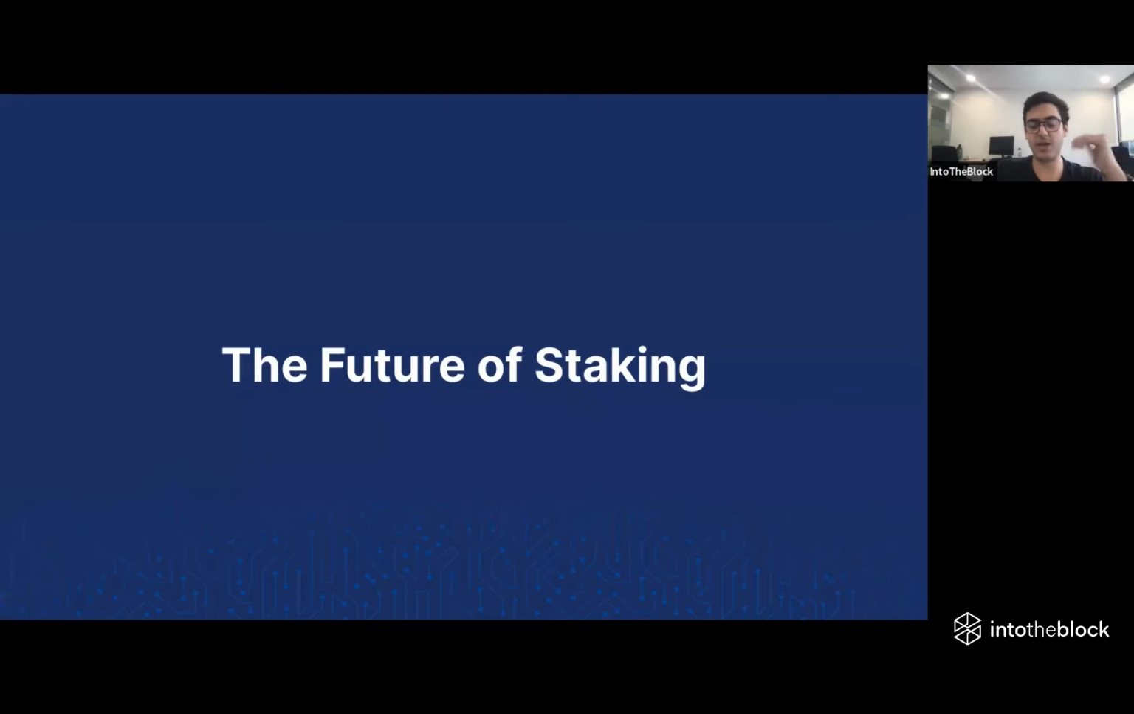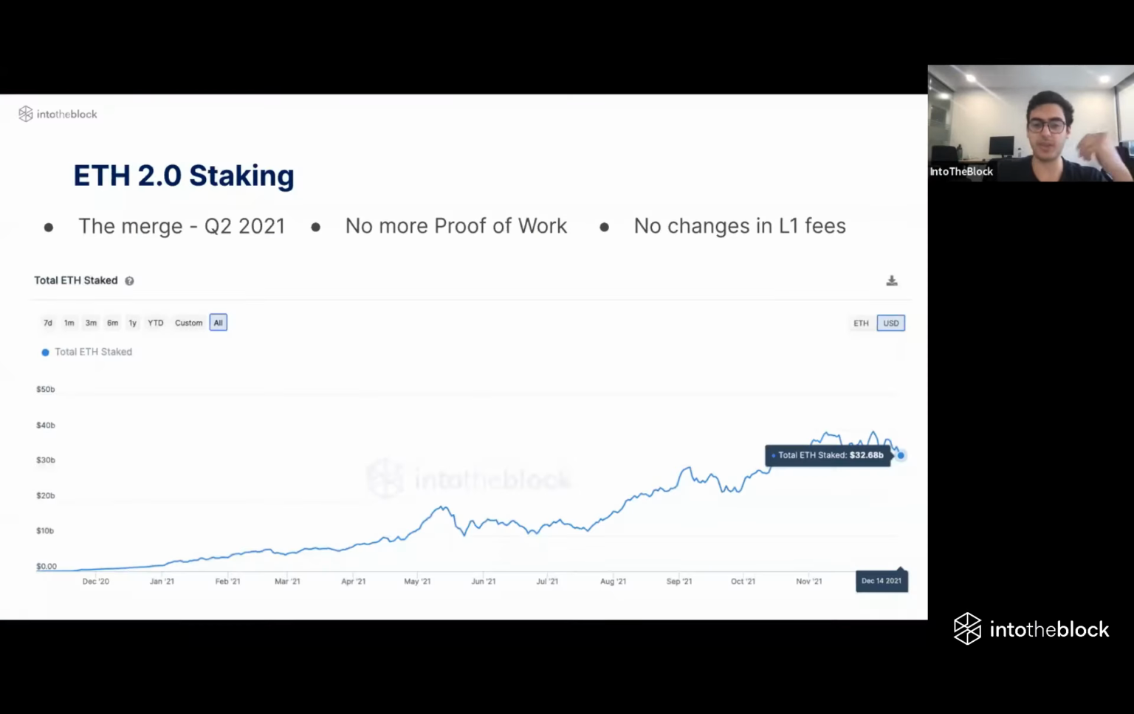Okay, so now the last part. How is staking expected to develop over the next few years? Well, in the near term, the next upcoming catalyst is ETH 2.0 staking. So even though it's already live, the proof of stake chain, the beacon chain, is still not processing any applications. So we're expected to have the merge of both the proof of work chain and the proof of stake chain take place in Q2 of 2021.